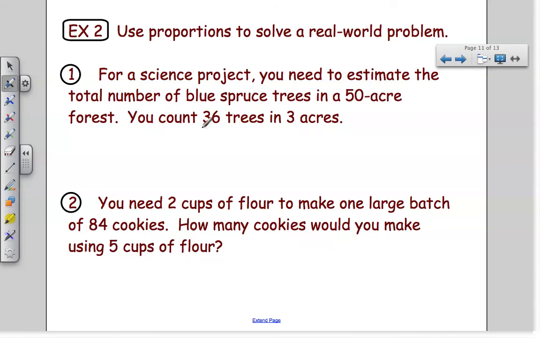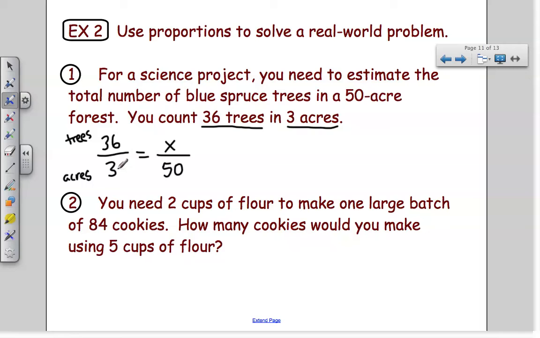Now I might use the one that I have both pieces of info for first. I counted 36 trees in 3 acres. These go together, so I'm putting them in the same fraction. Notice 36 is the number of trees on top, 3 is the number of acres on bottom. So when I go to set up the next fraction, I better put trees on top again, acres on bottom again. We need to estimate the total number of blue spruce trees in a 50-acre forest. I know that there's 50 acres. Acres was on bottom, so it goes on bottom again. I don't know the number of trees, I'll just call it X or T or whatever you want. And cross multiply to solve.